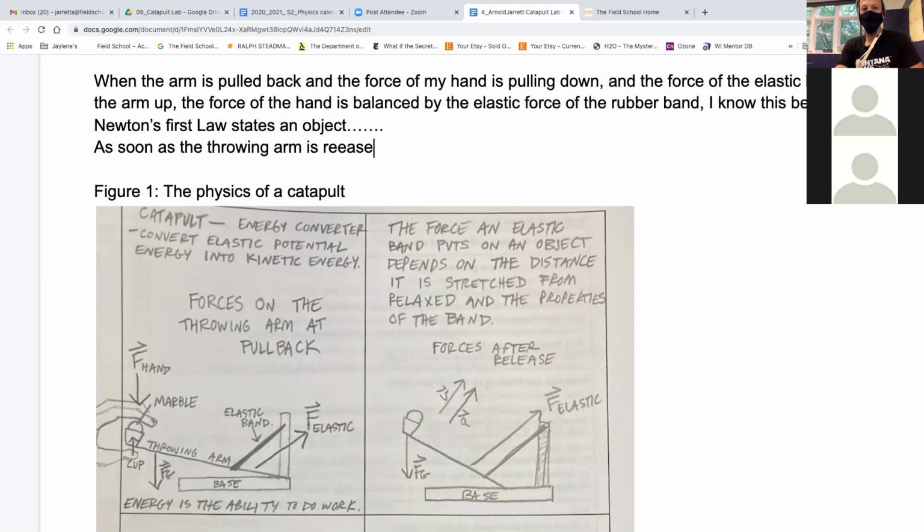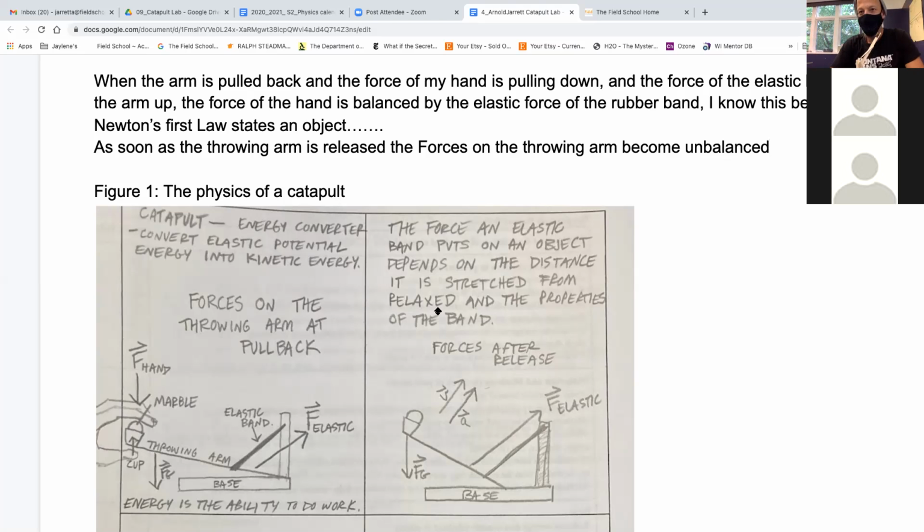Are they still balanced? They become what? The forces on the throwing arm become unbalanced. When forces are unbalanced on an object, it experiences what, Brooke? Yes, but what is the actual thing that it's experiencing? When an unbalanced force acts on an object, it accelerates. Yeah, that was awesome.